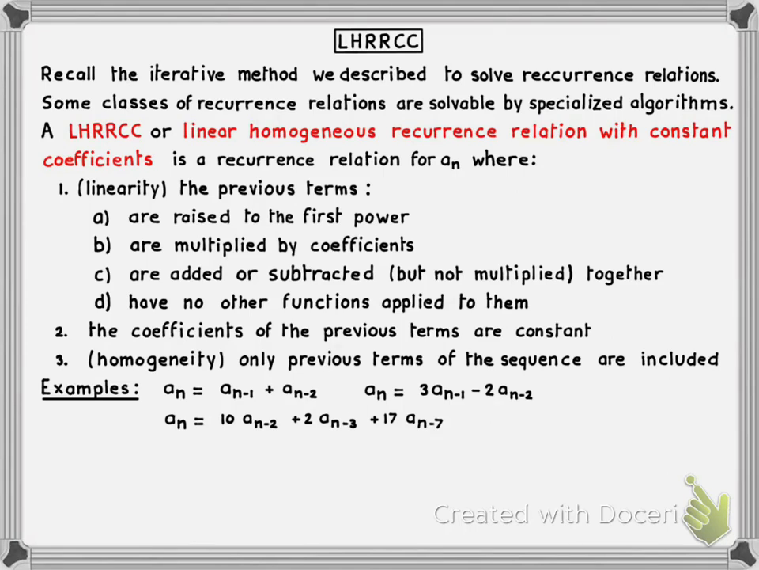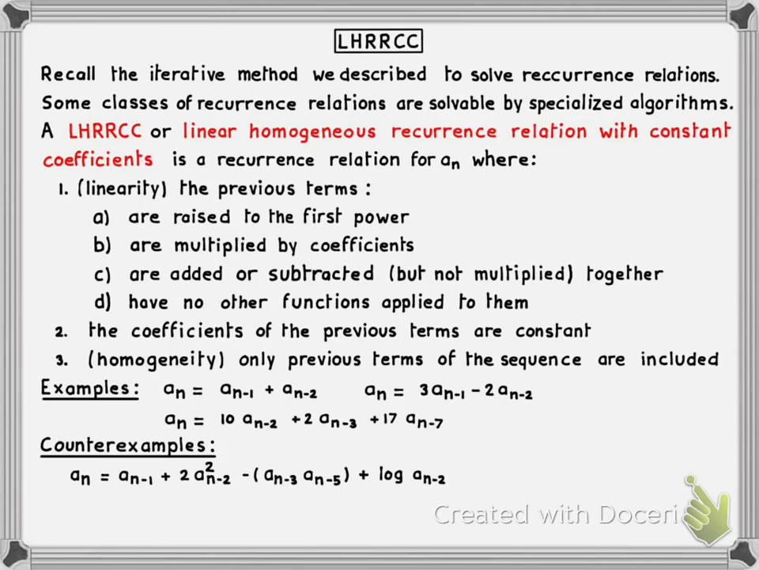Let's conclude this segment by discussing a few counterexamples, that is, recurrence relations that are not LHRRCs. So notice in this recurrence relation, a sub n depends on different previous terms. There's nothing wrong there. Some of these terms are added or subtracted together, that's fine. And notice the fact that a sub n minus 2 appears twice is not necessarily a problem, assuming that you could rewrite this recurrence relation by combining these terms. But in this case, we can't because we notice several problems.